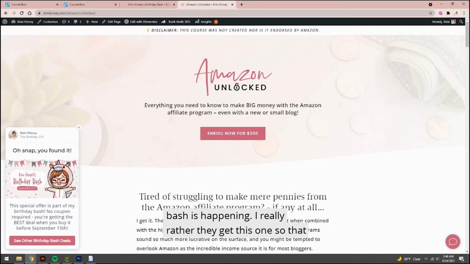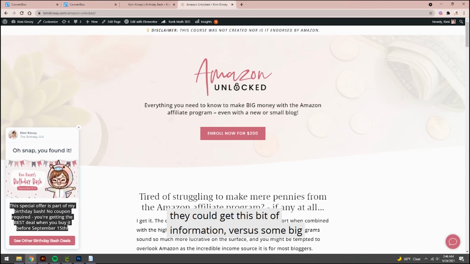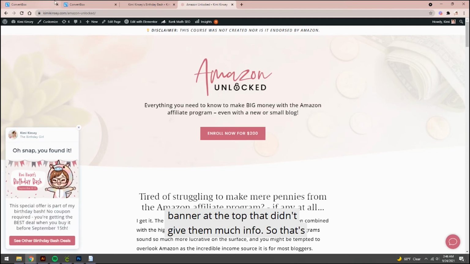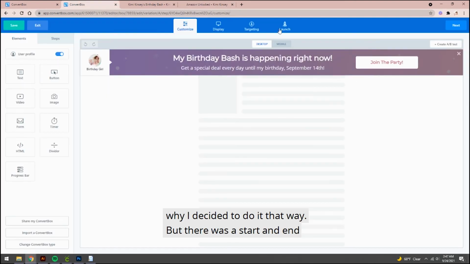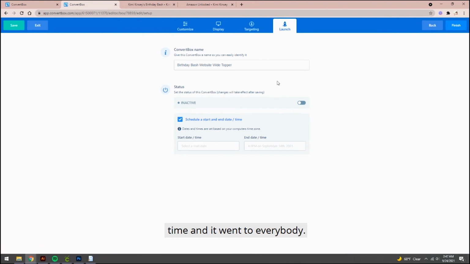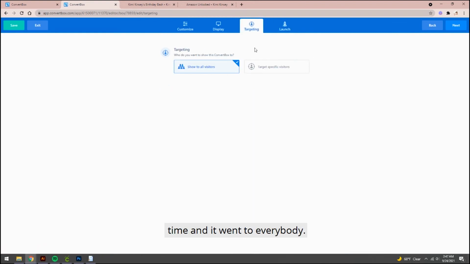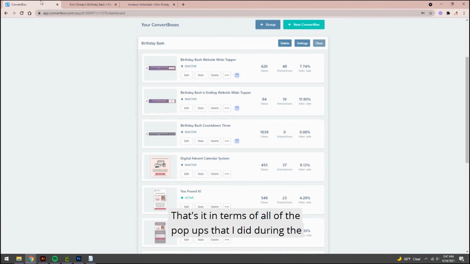I didn't want to bother them; I wanted them to get this bit of information versus some big banner at the top that didn't give them much info. So that's why I decided to do it that way. But there was a start and end time, and it went to everybody. That's it in terms of all of the pop-ups that I did during the birthday bash.